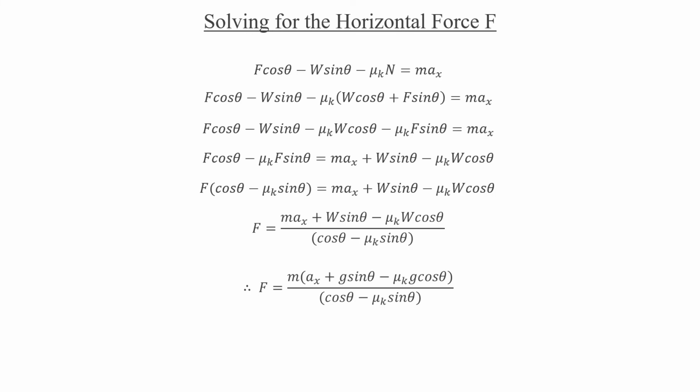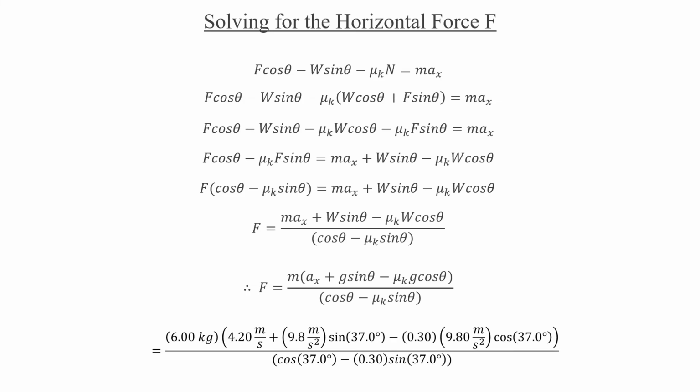So the final simplified form of F will look like this. And we have every single value here, despite how messy it looks. We were told that the mass is 6 kilograms. We were told that the acceleration in the x direction is 4.2. We know what g is. We know what theta is. That's the 37 degrees. We were told what the coefficient of kinetic friction is. That's 0.3. So we have everything now.